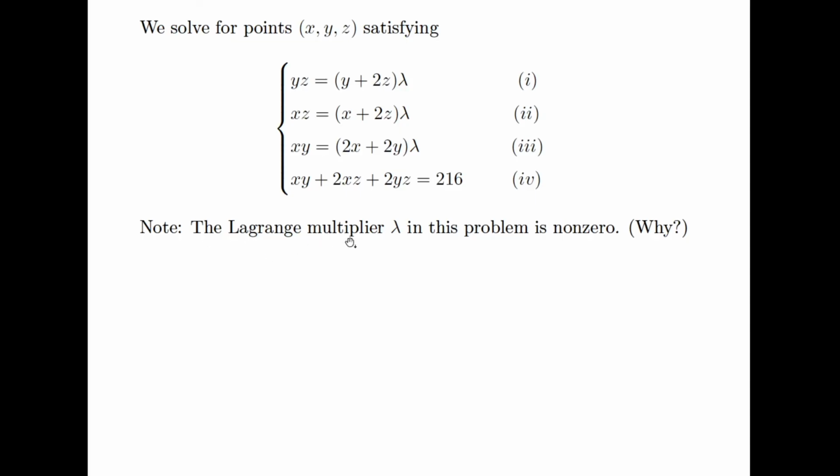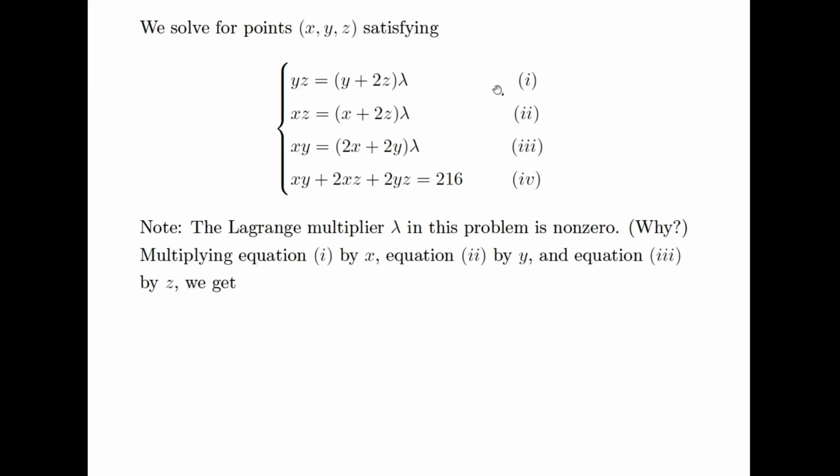First, note that the Lagrange multiplier lambda in this problem should be non-zero. Why? Because if your lambda is 0, looking at the first equation, this gives you yz equals 0, which means that either y or z is 0. But we're talking about dimensions of a box here, which means that any of x, y, and z cannot be 0. In fact, they should always be positive.